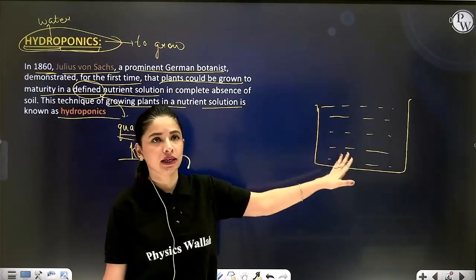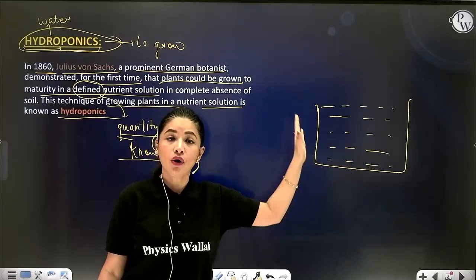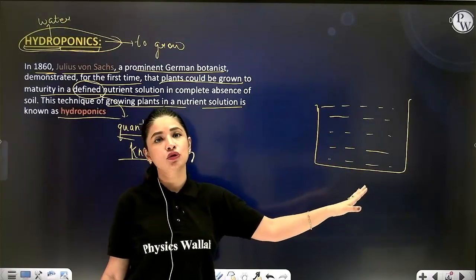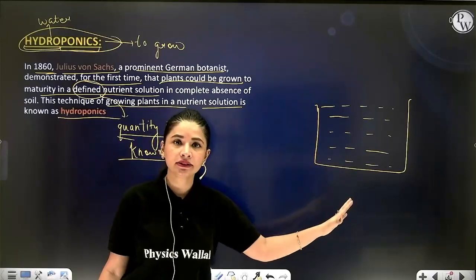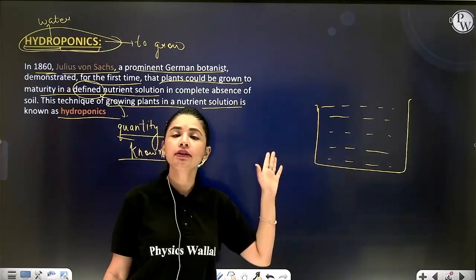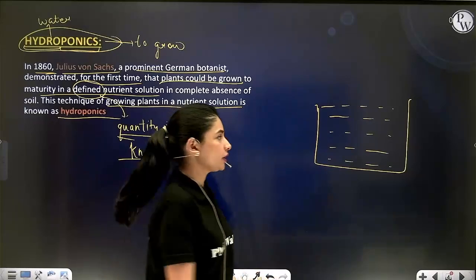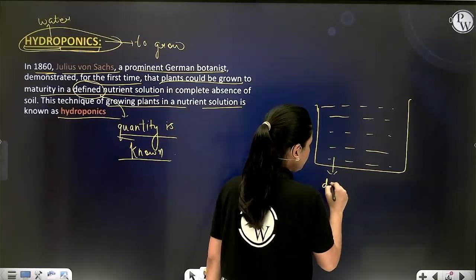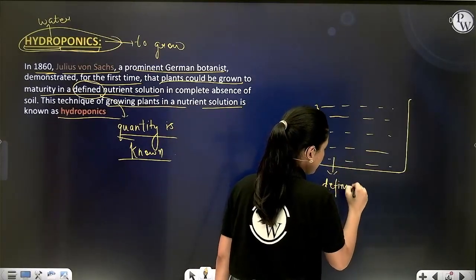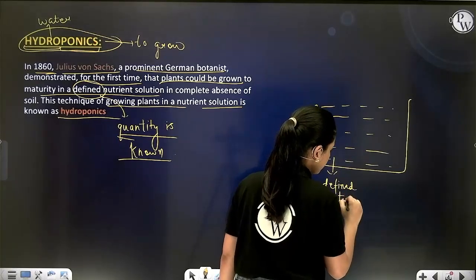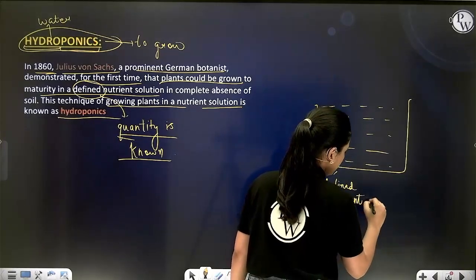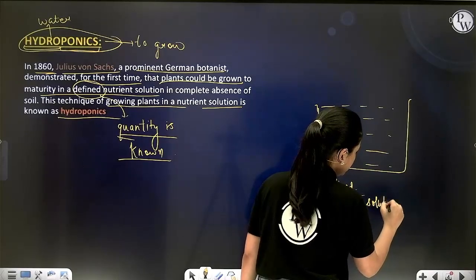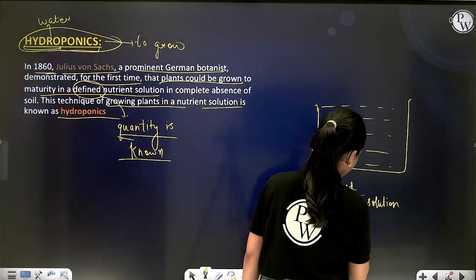So in this beaker, we are going to add all the nutrients available in the soil, all the minerals available in the soil, in a defined quantity. Right? So that means you have now prepared a defined nutrient solution. Number one thing.